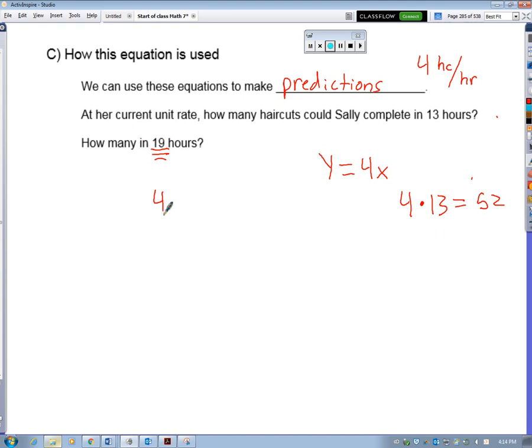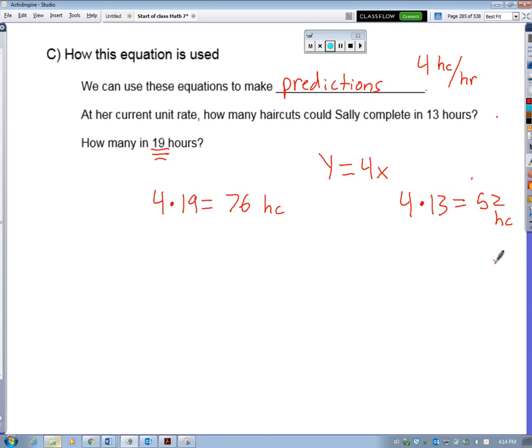We're going to take 4 times 19. Using this equation, we're just taking 4 times the number of hours, 19 hours, multiply that out, and that's going to get us 76 haircuts. Alright, 76 HCs. We might as well throw an HC over here too, and that tells us what we get. Alright, that's what we use the equation for.